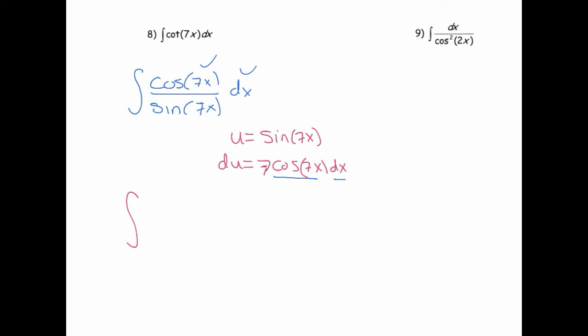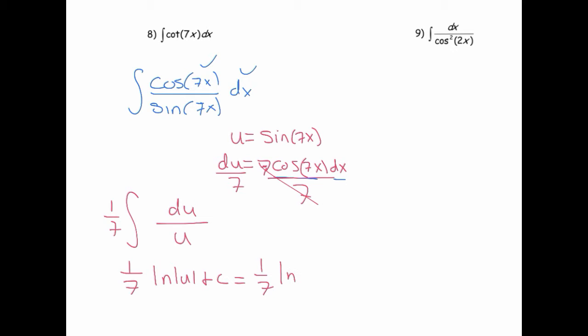So this integral now becomes, I got a u down here, and cosine of 7x dx, well, that's just du over 7. And now the antiderivative of 1 over u is just natural log of the absolute value of u plus c, and that's just 1/7 natural log of our u, which was sine of 7x, plus c.